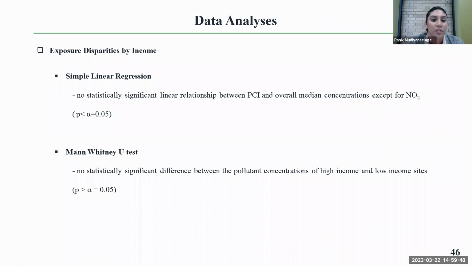Okay, then we did the simple linear regression model, and the only statistically significant linear relationship that we saw was for NO2, which had a p-value less than 0.05. And then conducting the Mann-Whitney U test, we found that the p-value was greater than 0.05, indicating that there wasn't a statistically significant difference among pollutant concentrations of the groups of high income and the groups of low income sites.